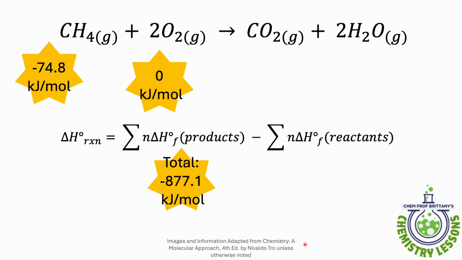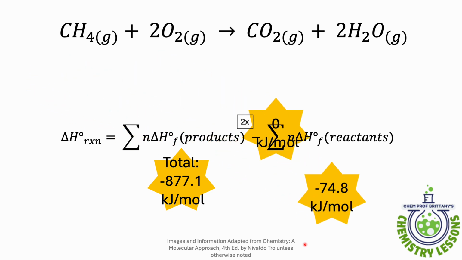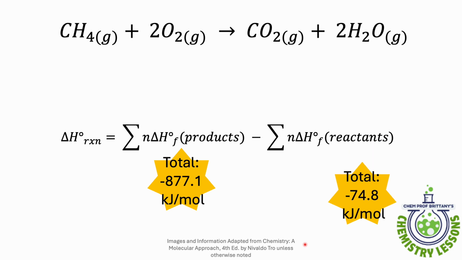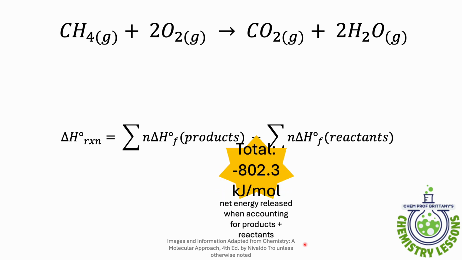Likewise, I'm going to take the amount from my methane and 2 times, in this case 0, but 2 times the oxygen, and we're going to do the same thing and get our amount for our reactants. Then add those together, well, math those together, I should say. Subtract them. We're mathing them together to get our total of negative 802.3 kilojoules per mole, which is the net energy released when accounting for our products and our reactants.